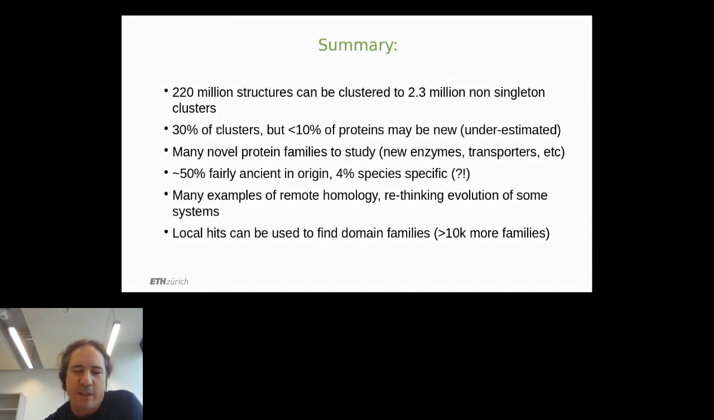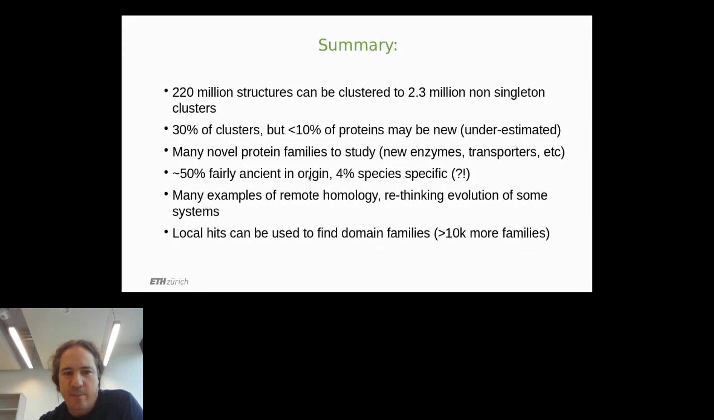There's probably more things that are not known yet within this group. There are, I think, many novel protein families to study, many new enzymes, and certainly many new transporters. And this is for biotechnological purposes. This could be interesting, the identification of new enzymes with new forms of catalysis.